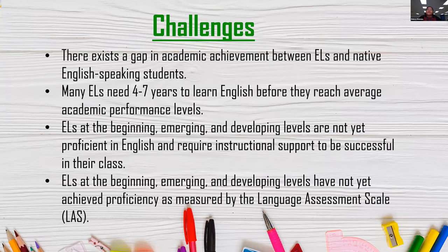We do have challenges, and I'm sure you're aware of that, where there exists a gap in academic achievement between the English learners and the native English speaking students. So some of you may or may not know that many of our ELs do need at least 4 to 7 years to learn English before they reach average academic performance levels. English learners at the beginning, emerging, and developing levels are not yet proficient in English and do require instructional support to be successful in their academic studies. Now, ELs at the beginning, emerging, and developing levels also have not yet achieved proficiency as measured by the LAS, or the Language Assessment Scale.